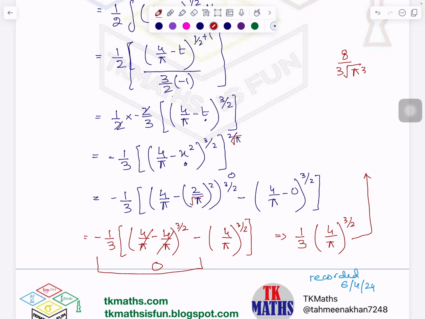It's very simple, one step. 4 power 3 over 2 is 8. You can check in the calculator. So it is 1 over 3. I'm writing this step, right? Let me write here only. So it is 1 over 3. 4 power 3 over 2 is 8. And then pi 3 over 2 can be written as square root of pi cube. So this is how you will prove it, that you have gotten the form which is required.